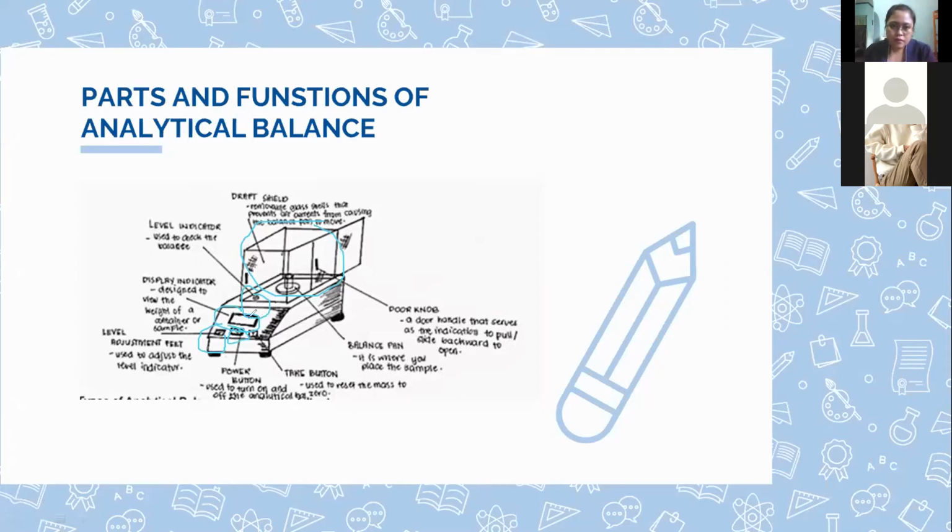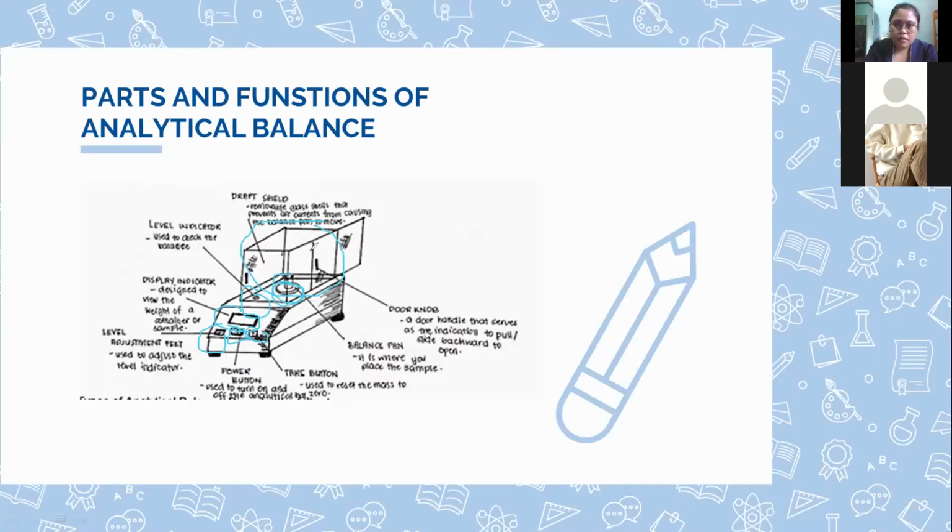So sa right side naman is the tare button. Tare button is used to reset the mass to 0. So bago tayo mag-start mag-weigh, kailangan natin siya i-reset to 0. So next is the balance pan. Yung nasa gitna is what we call the balance pan. Balance pan, it is where you place the sample.